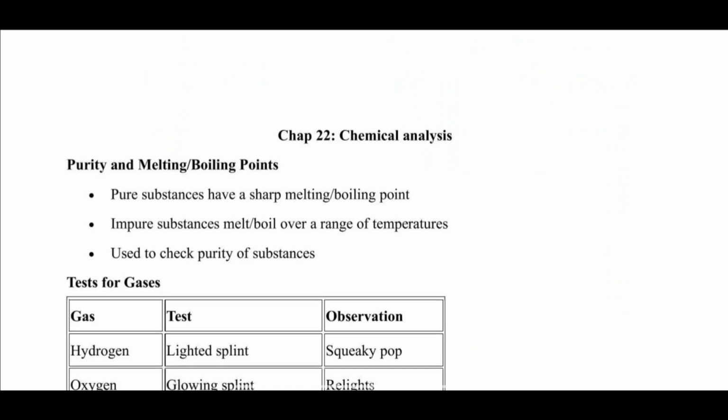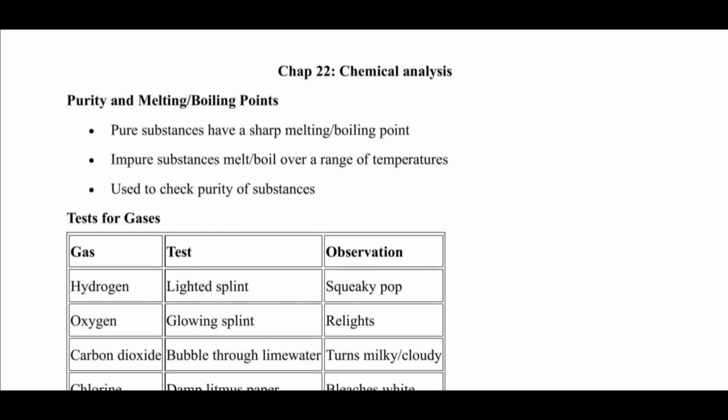Okay. Now let's see chapter 22, chemical analysis. This chapter is mostly related to the tests for gases or ions. And at least one question will come in the exam related to this chapter, so you have to remember these things.